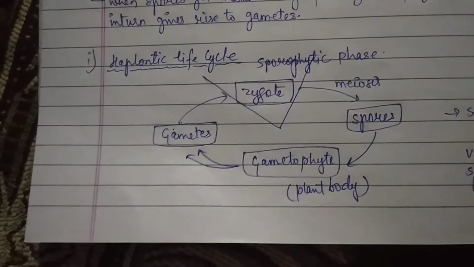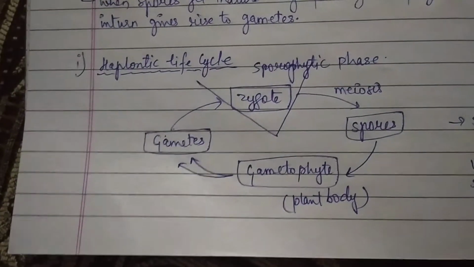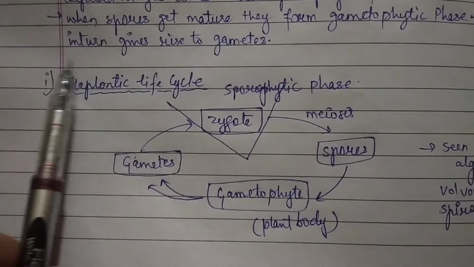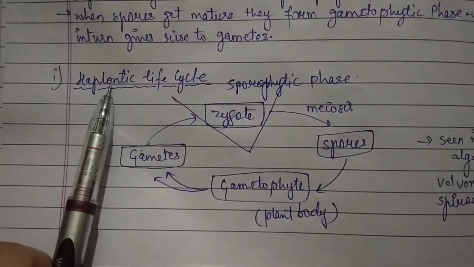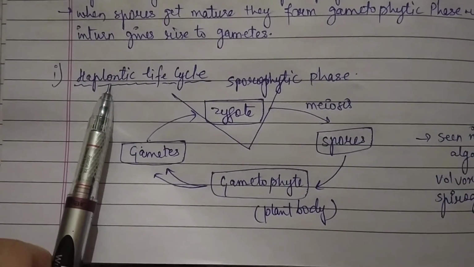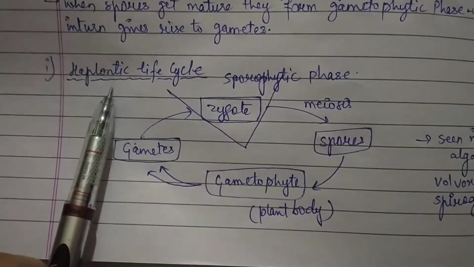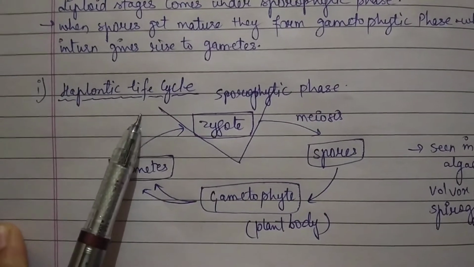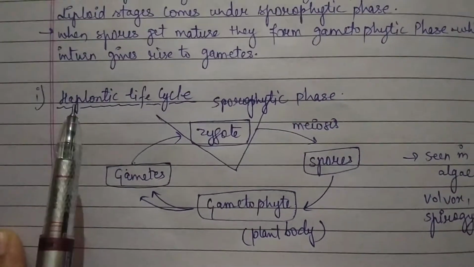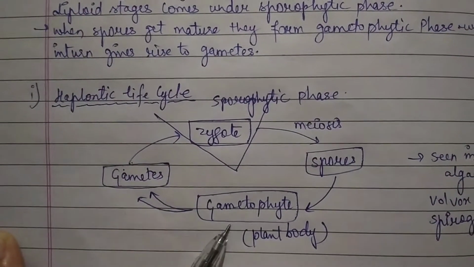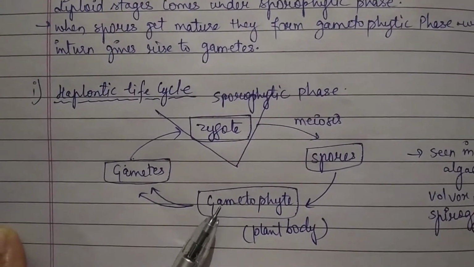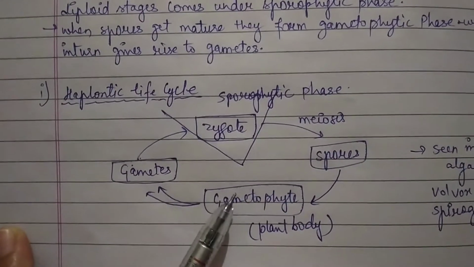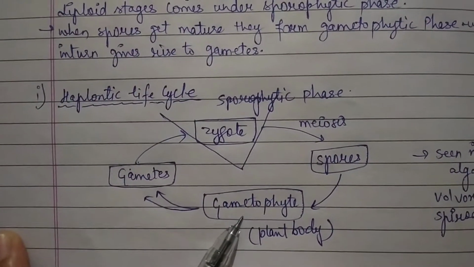Let's talk about haplontic life cycle first. So you already know that in haplontic life cycle, the word haplontic basically contains haploids, right? So we can say that in this case the plants will have the haploid phase more dominating, that is the gametophytic phase will be the more dominating one, and the complete plant body will carry this gametophytic phase, right?